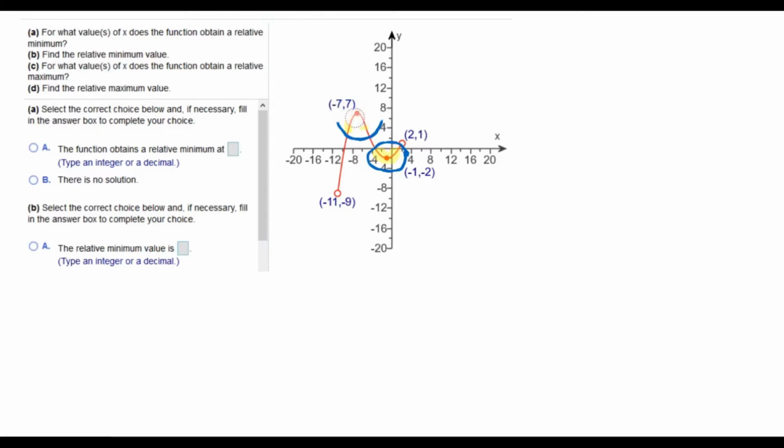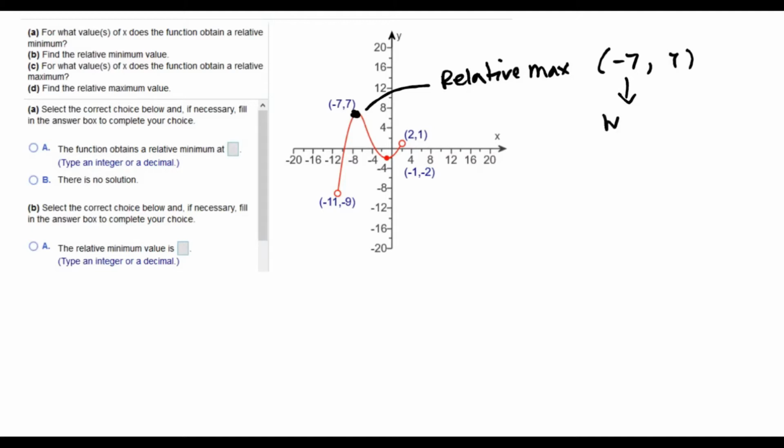So let me erase my markings. And this peak that we have right here will be the location of my relative maximum. And that ordered pair has an x value and a y value. The x part is the where part, which is what's being asked in this part right here.